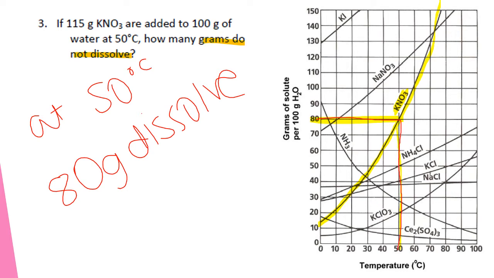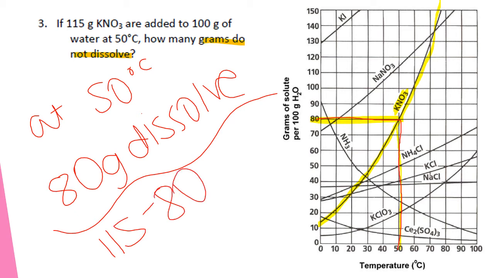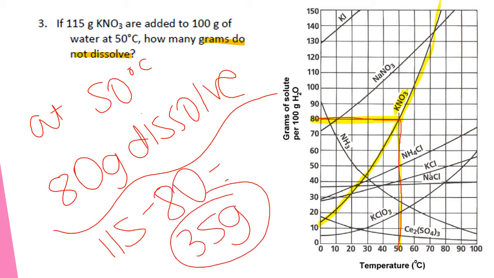So if I put in 115 grams, now this question is not saying it's supersaturated. It wants to know how many grams wouldn't dissolve. So 115 minus 80, 35 grams would not dissolve. Now, if the question had said they all dissolved, then the answer would be none because it would be supersaturated, but that's not the case here.